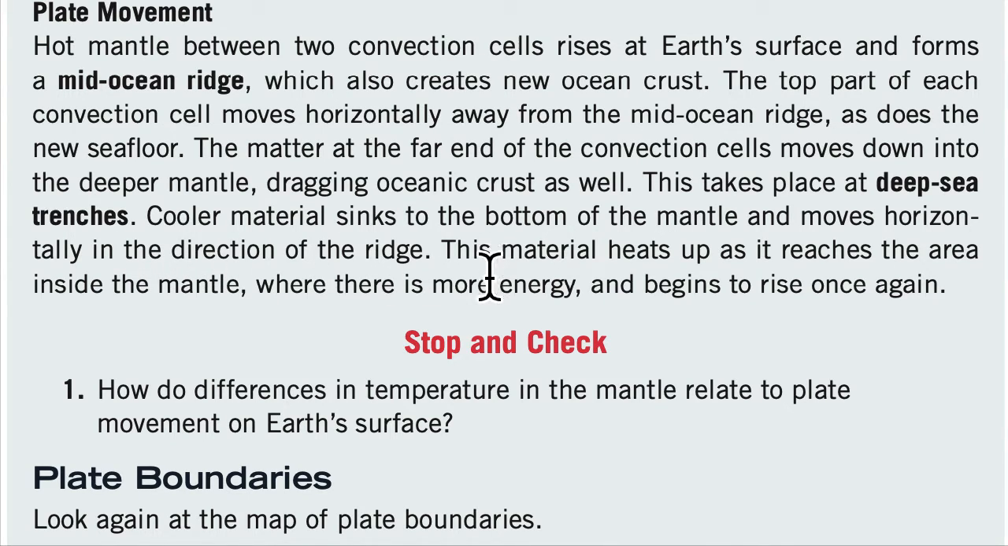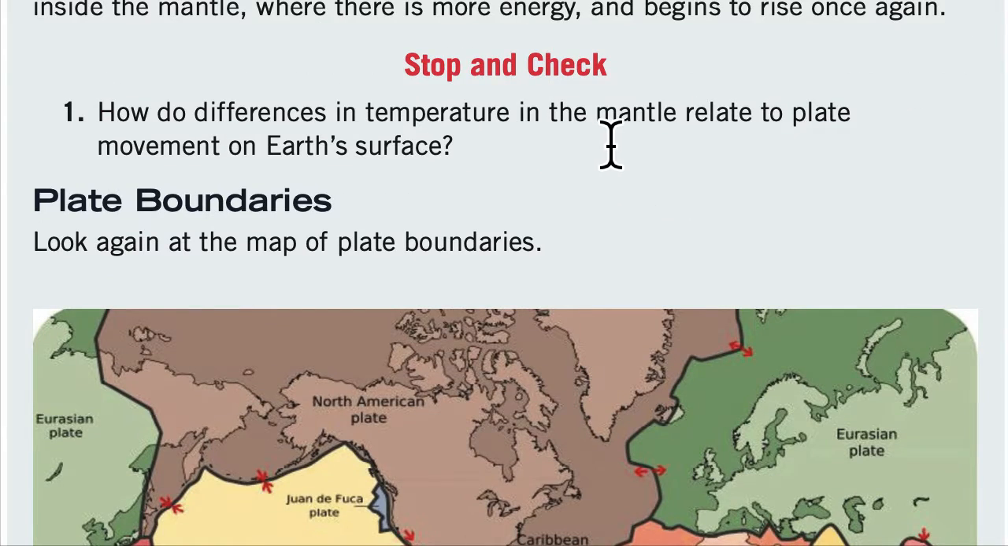Cooler material sinks to the bottom of the mantle and moves horizontally in the direction of the ridge. This material heats up as it reaches the area inside the mantle, where there is more energy, and begins to rise once again. Stop and check. How do differences in temperature in the mantle relate to plate movement on Earth's surface?